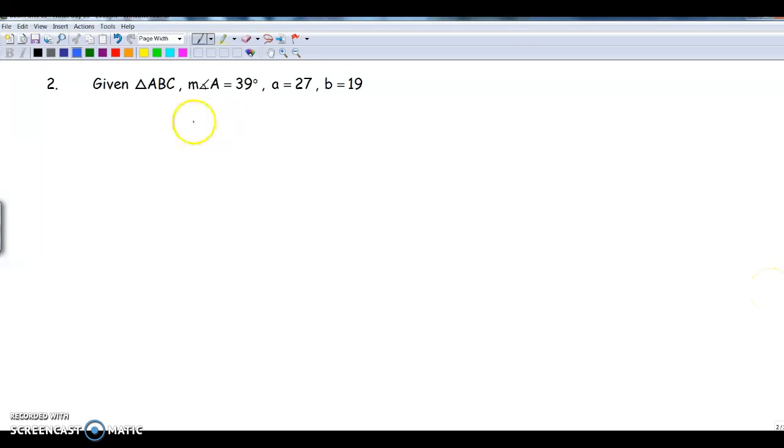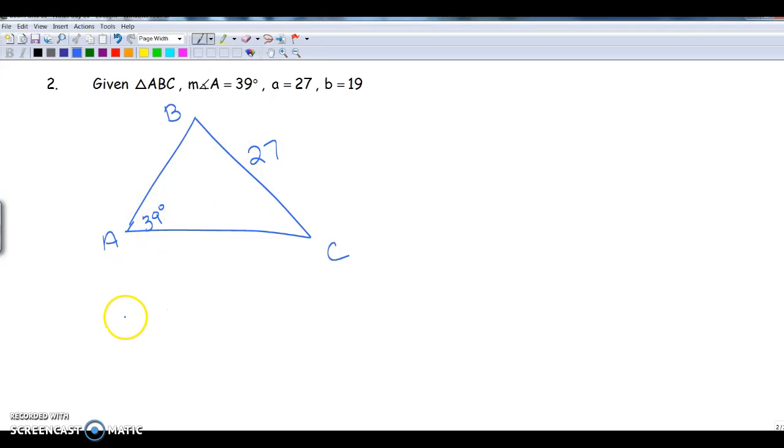All right, we got another one that doesn't have a picture on the back, so you'll need to draw it. You can draw it pretty much any way. You can put A, B, or C pretty much in any corner. Angle A is 39. Side A has to go across from angle A. Side B has to go across from angle B. All right, and we're going to be finding out what the missing pieces are.